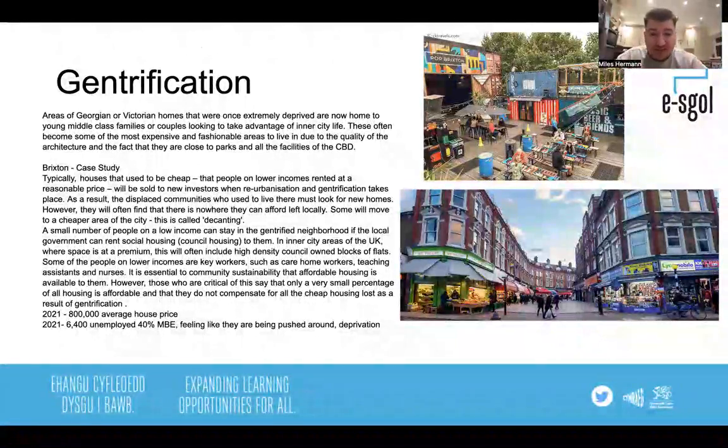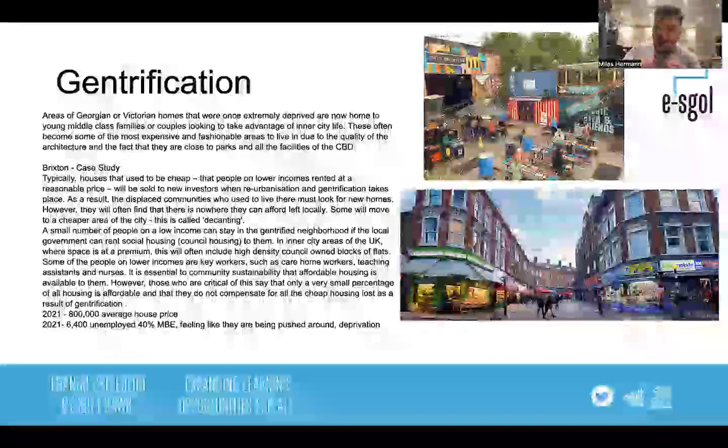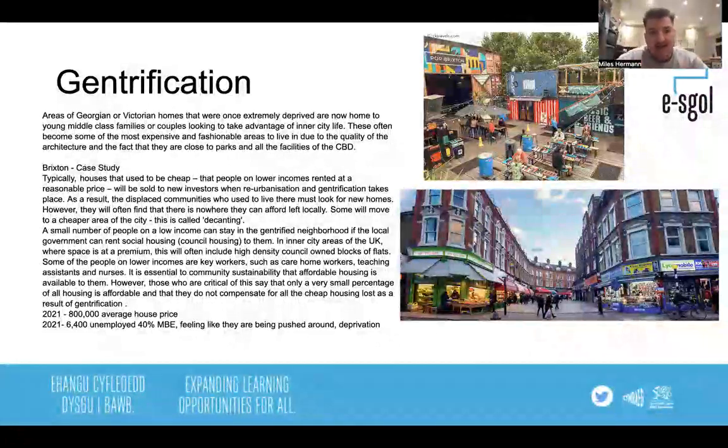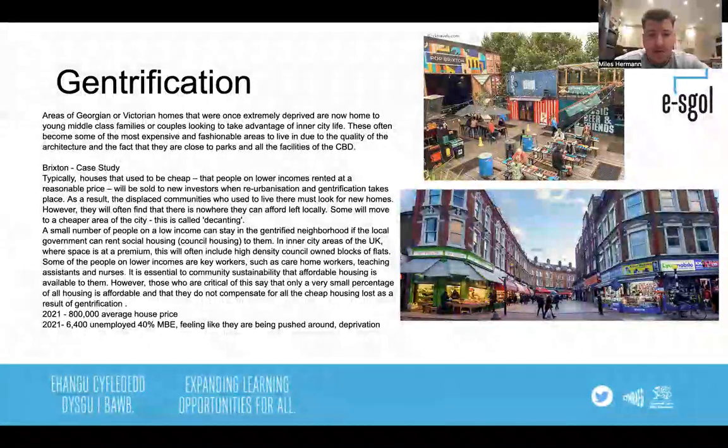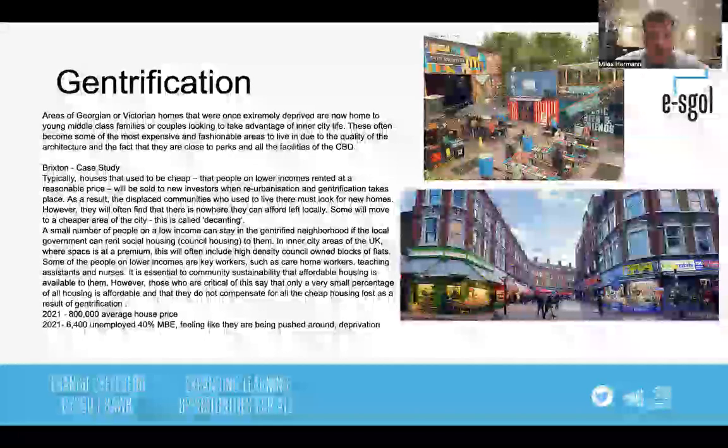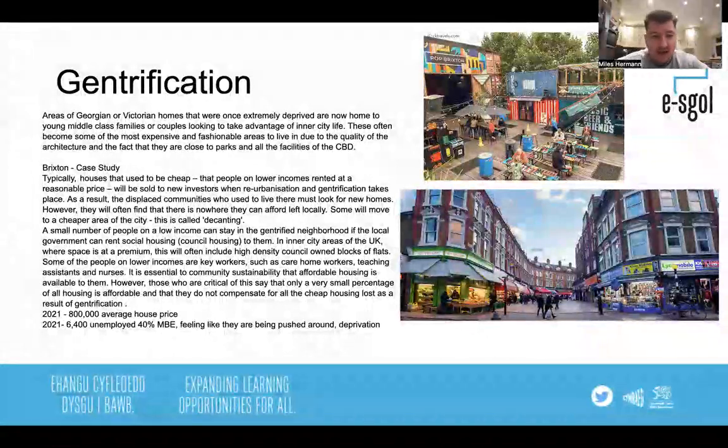Those original communities are being displaced because they can't actually afford to rent in the areas in which they had once lived, and they're moving to cheaper areas. This is called decanting. A small number of people on low incomes can stay in gentrified neighbourhoods if the local government can give them rented social housing, council housing. However, it is unlikely that that can actually happen.